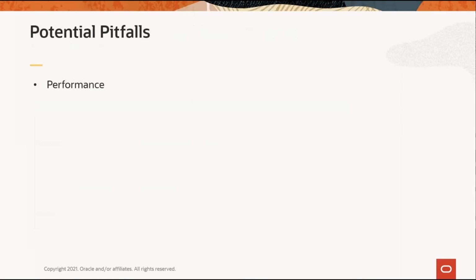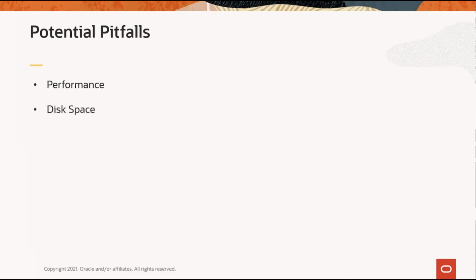Now we'll go over some potential pitfalls that you can run into when turning on logging and tracing. Performance. When the log level is set to trace 16 or higher, there's a potential for performance issues. In a production environment, this log level is used in a predetermined maintenance window. It is a best practice when possible to reproduce the issue in a lower environment and use the higher log levels there.